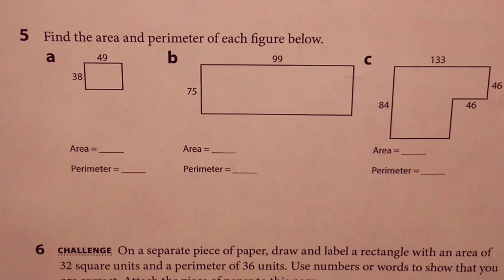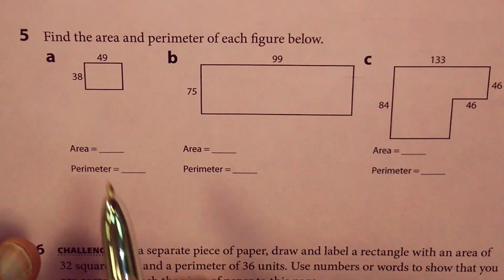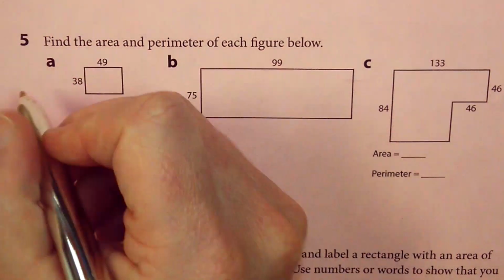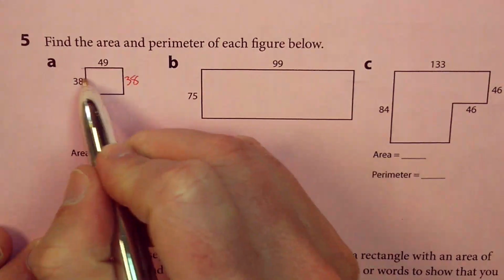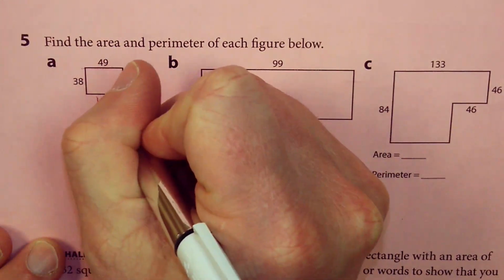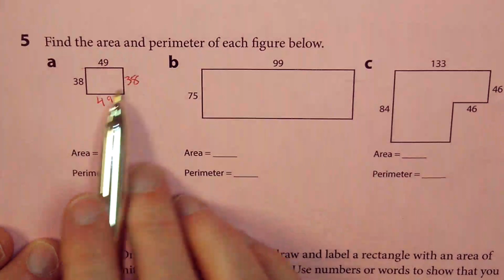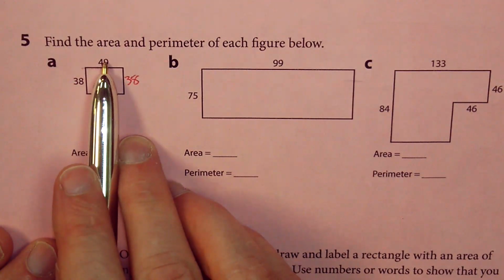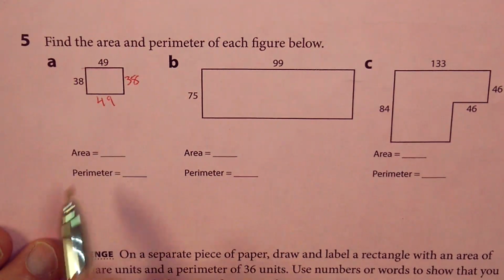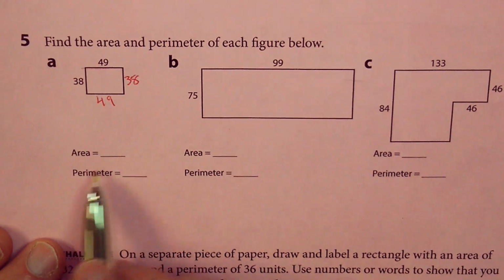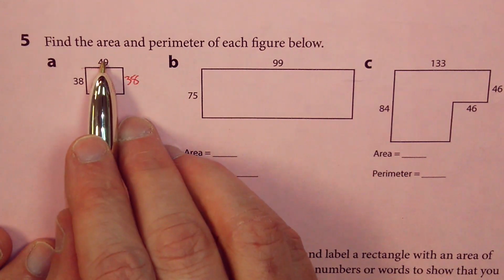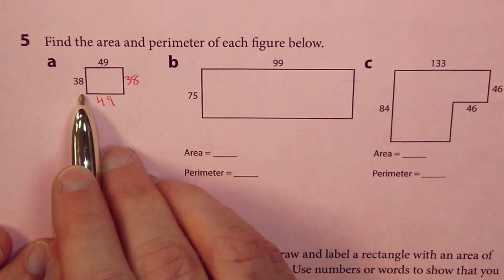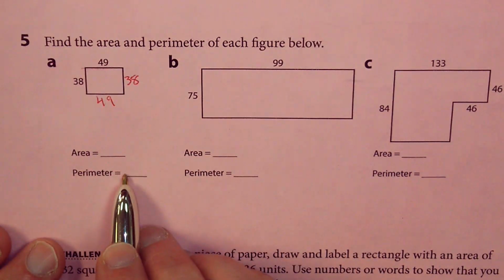Finding the area and perimeter of the figures below. Ooh, here we go. Well, we know perimeter is when you add up all the sides. It's helpful when you make the opposite sides the same, right? So I'm going to fill those in, because when I do my perimeter, I'm going to do 38 plus 49 plus 38 plus 49. If you go around the shape, you get perimeter.